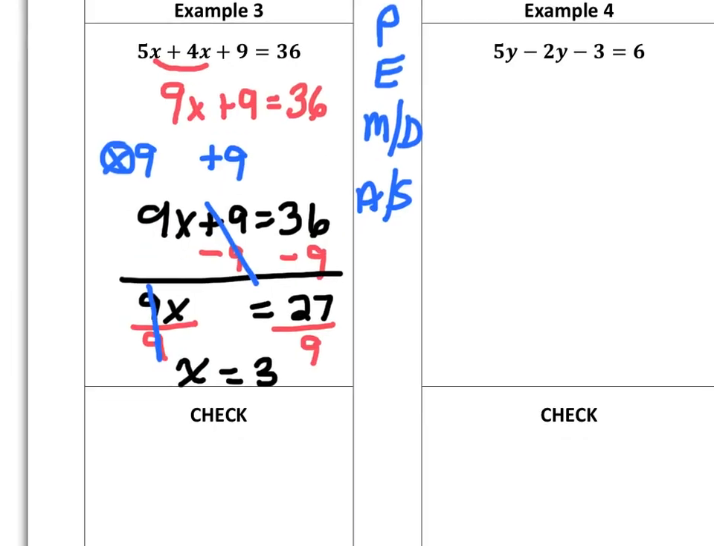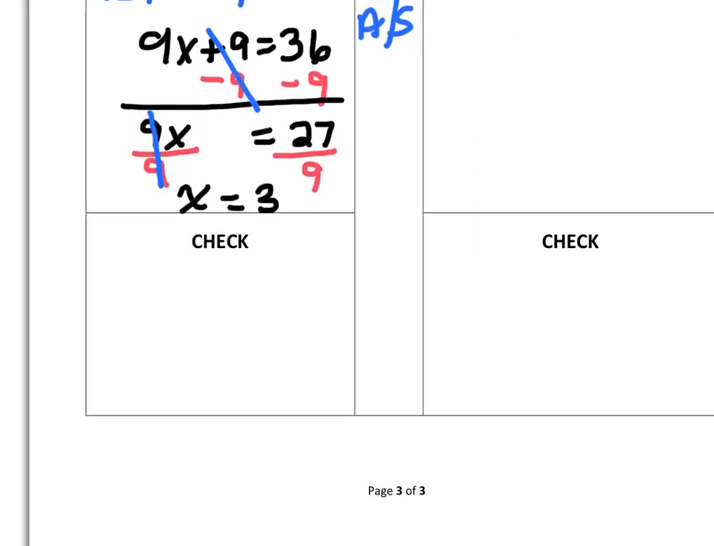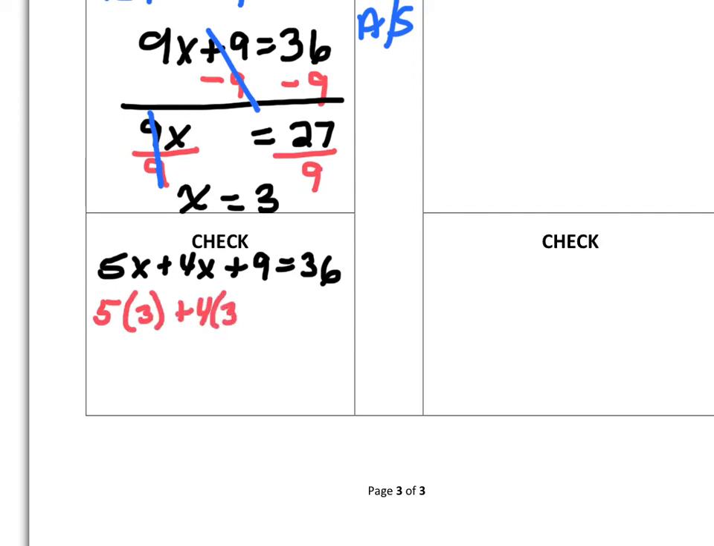Alright, when I check my answer, it's a good idea to go back to the original, the very first equation. So I am going to do that. I'm going to write it down, which is 5x plus 4x plus 9 equals 36. I'm going to check out my answer by substituting 3 in for x. Notice I'm being really careful to use parentheses to show my multiplication.